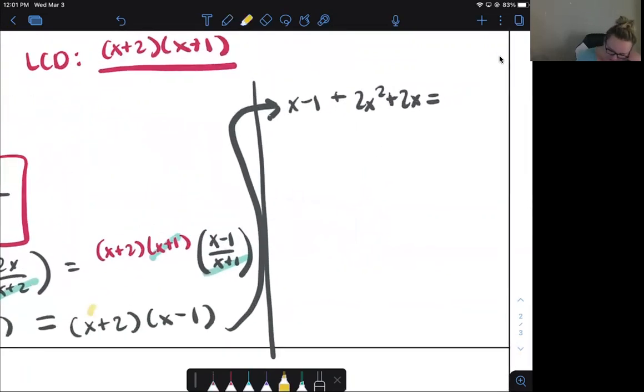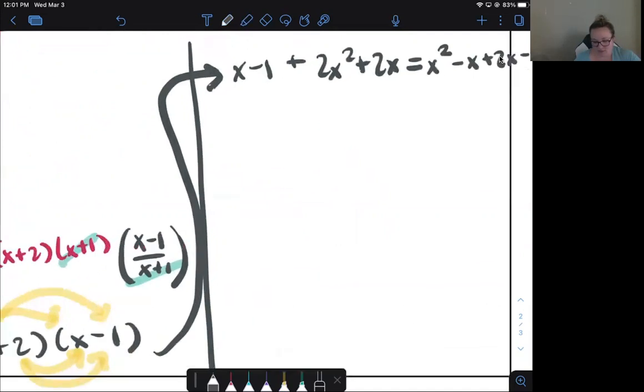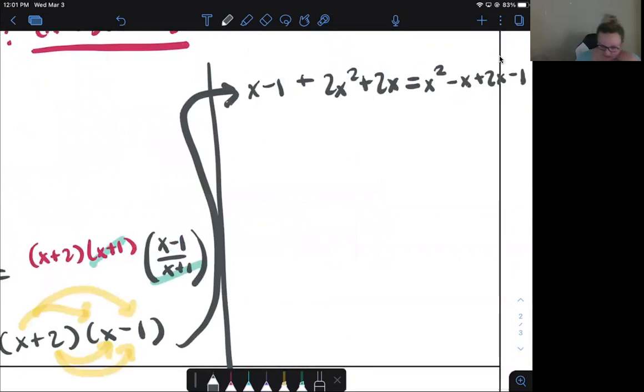So we're going to have to multiply x times x, x times negative 1, 2 times x, 2 times negative 1. We're going to get x squared minus x plus 2x minus 1. So let's simplify what we can. 2x plus x plus 2x is 3x. We have 2x squared plus 3x, and then we have negative 1 over here. x squared, and then negative x plus 2x is x, and then negative 1.